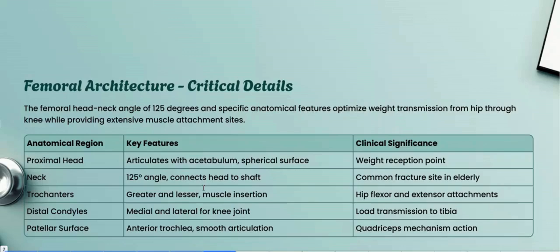Patella. Now the patella. It is the largest sesamoid bone in the body. Location: inside quadriceps tendon. Function: increases efficiency of quadriceps, protects knee joint. Surfaces: anterior is rough, posterior is smooth. Important: helps in knee extension.